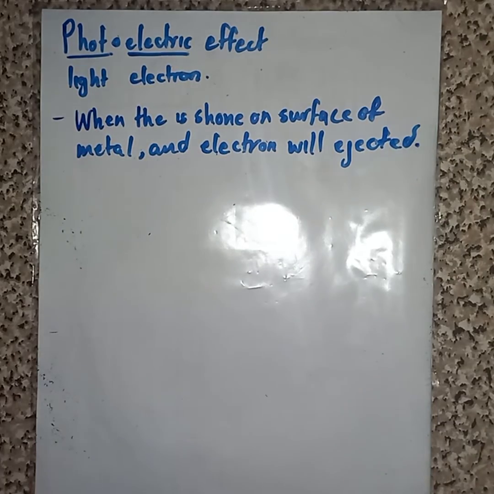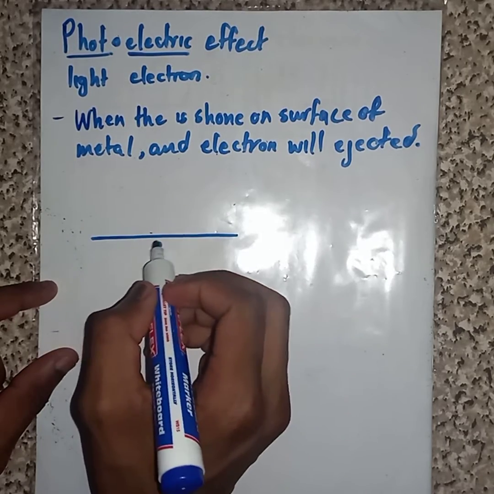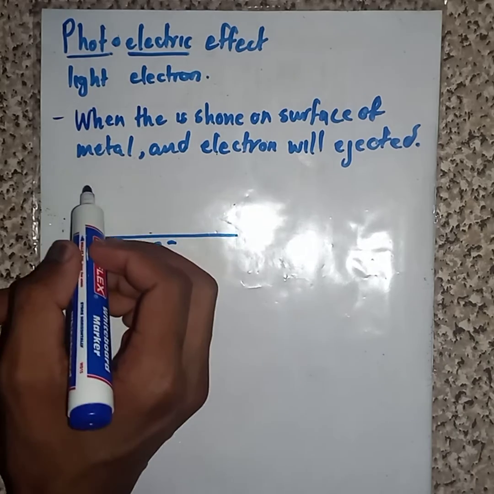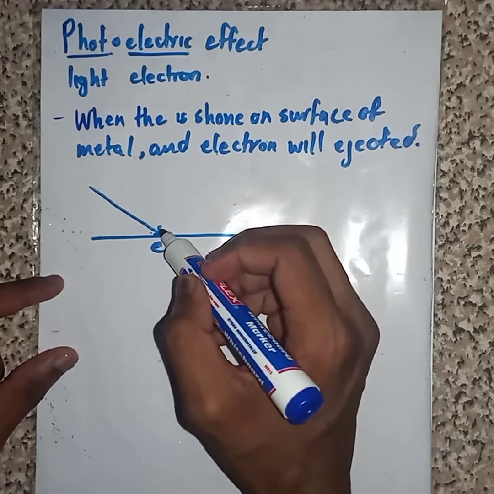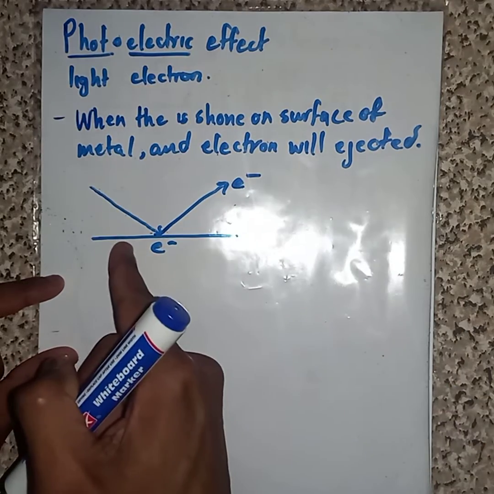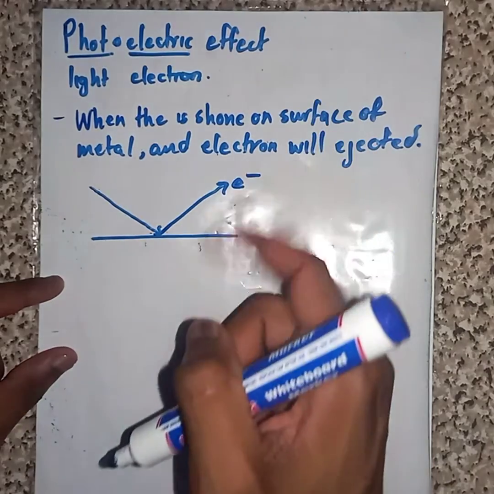You see, let's say this one is our electron with the surface of the metal. We allow the light to strike the surface. After some time, the electron will then be ejected.